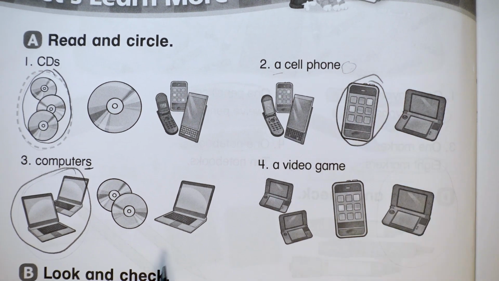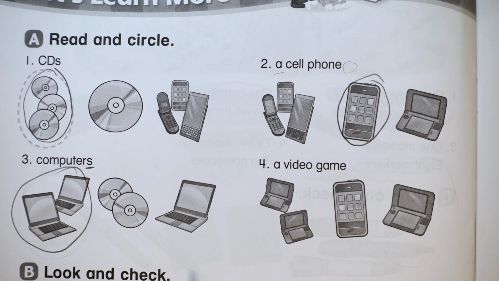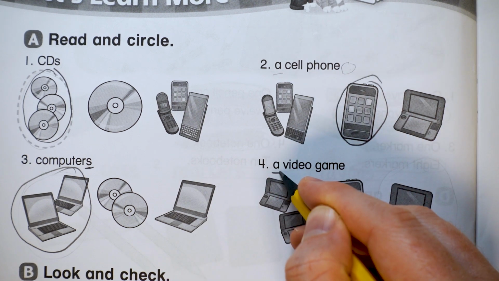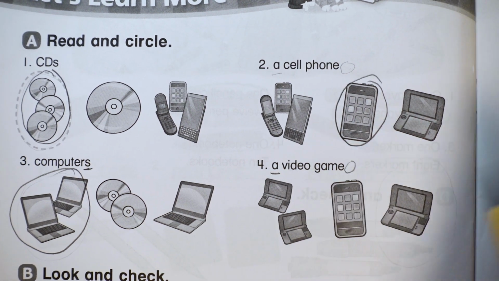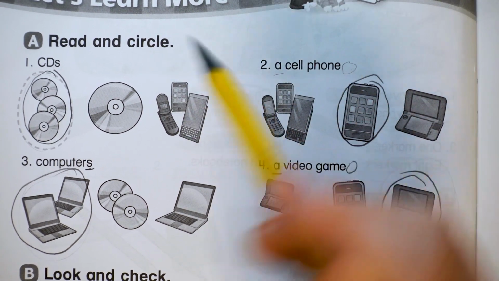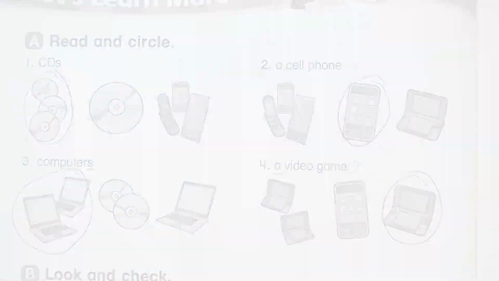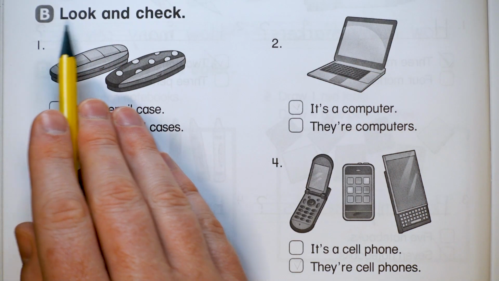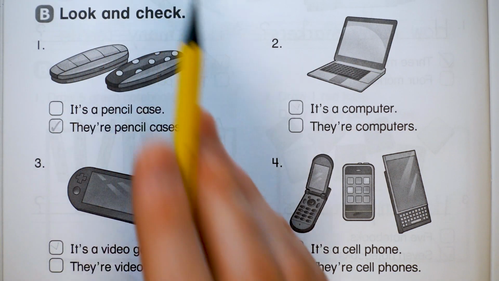Number 4, a video game. Okay, is this one video game or more than one? Good, it's only 1. There's a in the front and there is no S on the end. So that means this one. Great, part A is all done. Okay, and this is part B. It just says look and check.